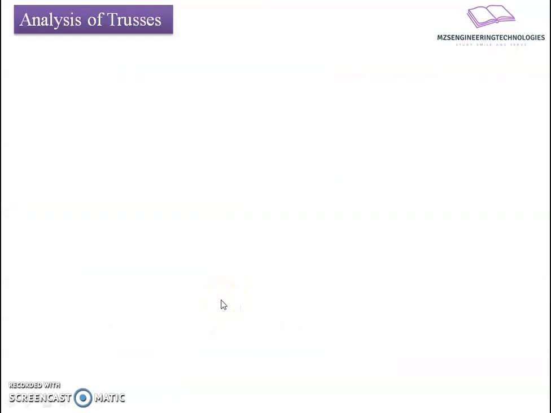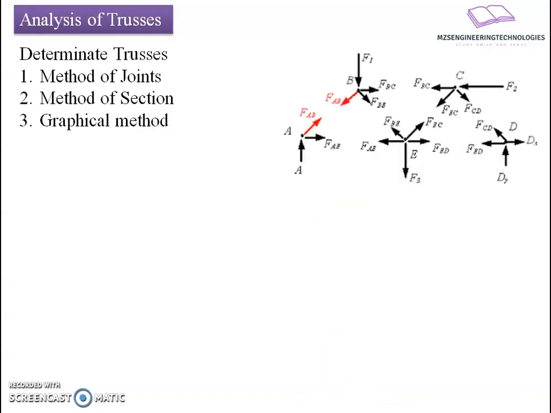Now let's move towards the analysis of trusses. Trusses can be classified as determinate and indeterminate. If I am going to talk about the analysis of determinate trusses, they are method of joints, method of sections, and graphical method. So in case of the method of joints, what we are going to do, we are going to apply the equilibrium equations for analysis of the truss by joint method.